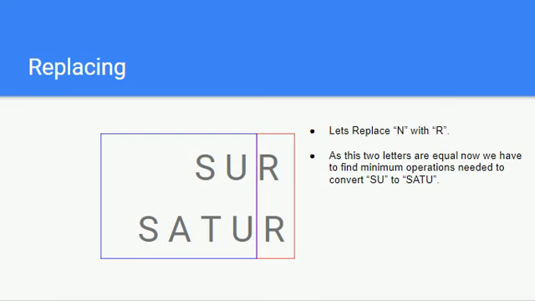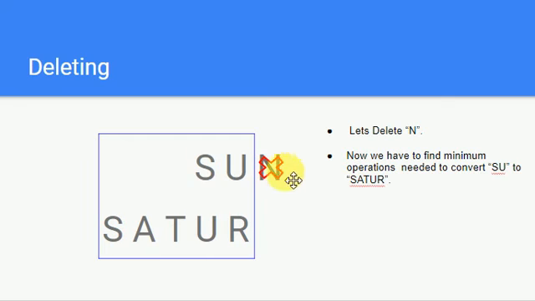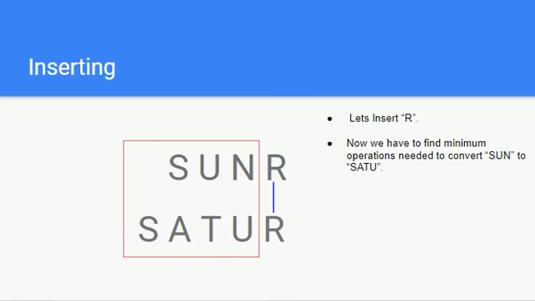Next, if we delete a character, yes, if we delete the N, then we are left with this. So we have to find the number of operations required to convert SU to SATUR. Right, when we delete N, we are left with this substring. Okay, let's assume we insert a new character. So we have inserted R over here. Now R and R, these two characters match, so we have to find the minimum number of operations required to convert SUN to SATU.